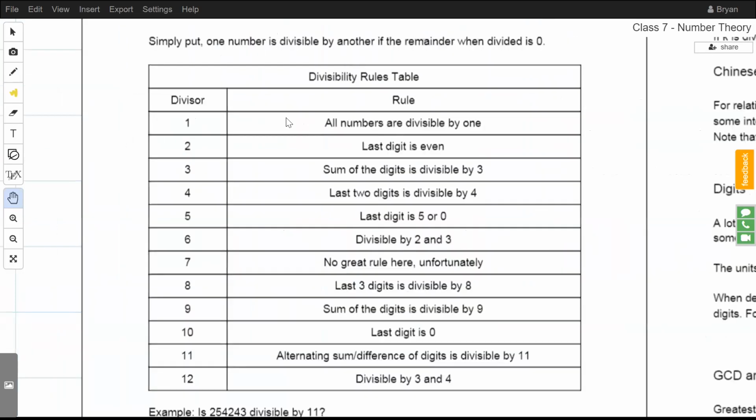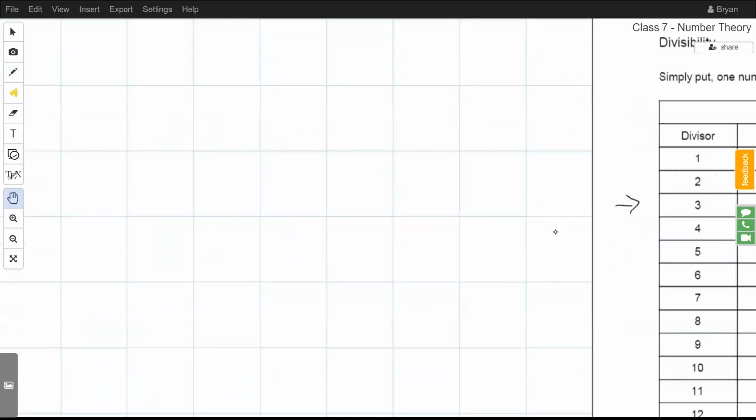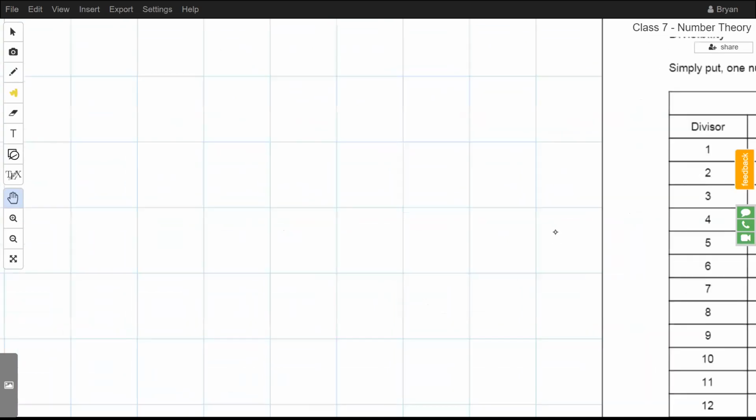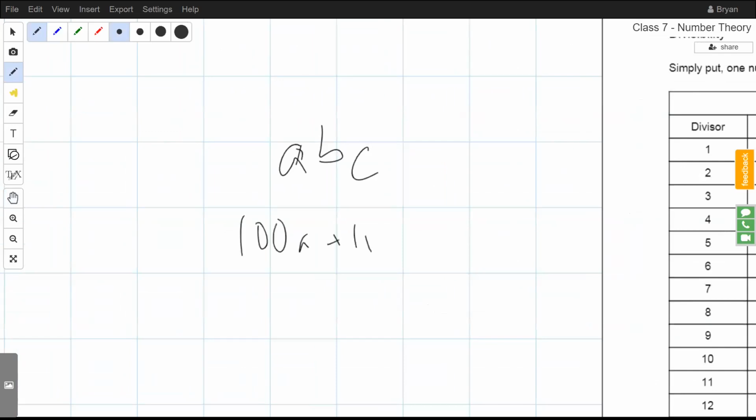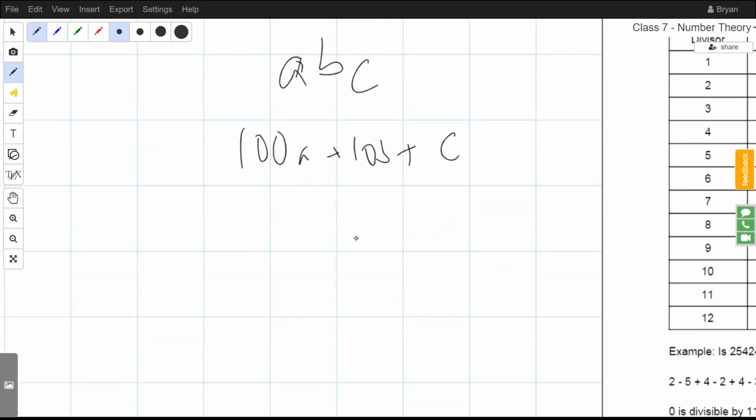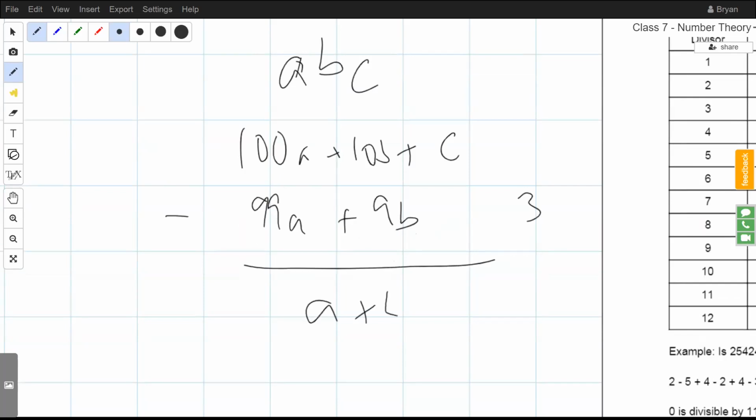So yeah, here's a table. The notable ones are, like, I can actually show this pretty easily. We can write any number, like if the number is just ABC, a 3-digit number where A, B, and C are digits, we can write this as 100A plus 10B plus C. And you just have to realize that 99A plus 9B is divisible by 3. So then, if you subtract that, you're left with A plus B plus C. So this has to be divisible by 3 if ABC is divisible by 3.